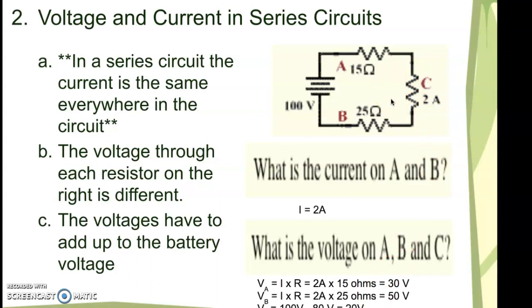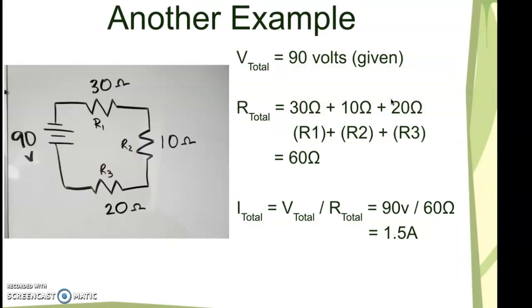Now, one example is never enough to understand this, so I want to give you another one. So in this example, we again have one battery, and so we've got 90 volts. We've got a few resistors here, 30 ohms, 10 ohms, 20 ohms. I want to just outline some things that we know already. We know the total voltage is 90 volts because that's given in the problem. We see that there's just one voltage source. To figure out the total resistance, add those resistors together. It looks like we get 60 ohms.